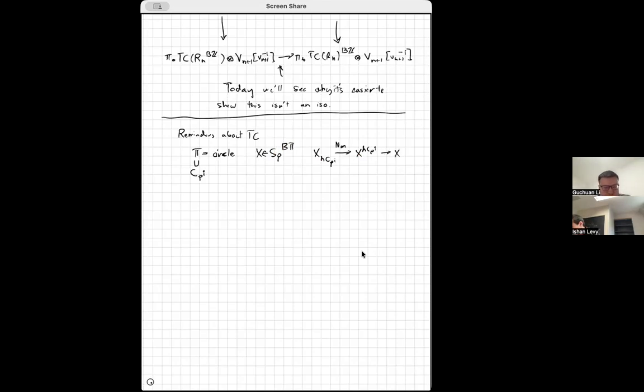Then you can take the cofiber, which is the Tate construction, and this map is called the canonical map. These are lax symmetric monoidal functors of X. If X was actually a circle equivariant spectrum, then all of these actually live in equivariant spectra with respect to the quotient group, which is the circle modulo the cyclic group of order p to the i, which can also be identified with just the circle.